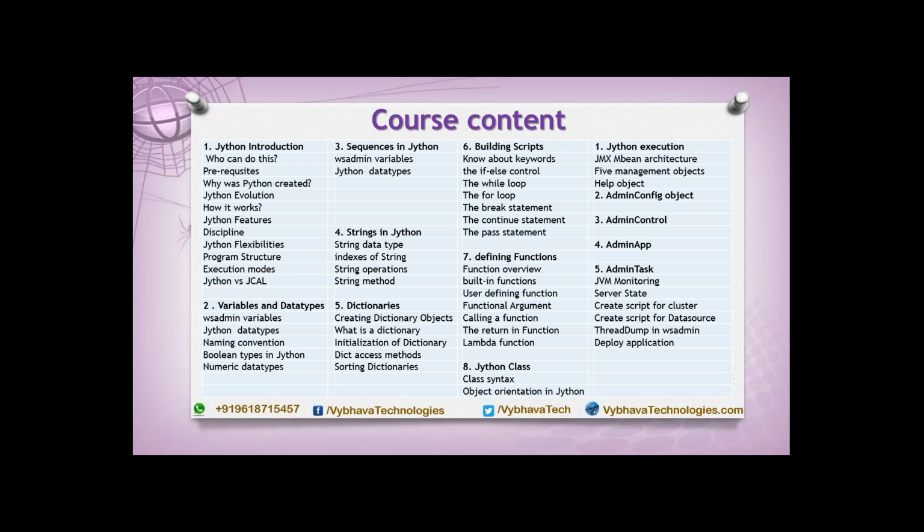Once you are done with the strings, the next level is dictionaries. Dictionaries means key and value. When you are searching in a dictionary, you start from one keyword, and it has some values. In the same way, you are going to create a dictionary in Jython also.